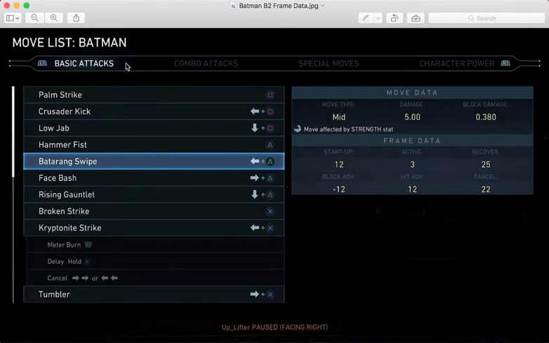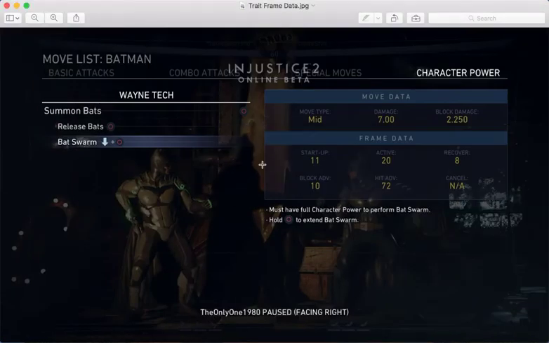Now let's look at a special move, down 4, over here. Down 4 has 11 frames of startup, right here. This means that there's a 1 frame gap between your first and your second moves. You can apply the same line of thinking to any combination of normal and special moves.